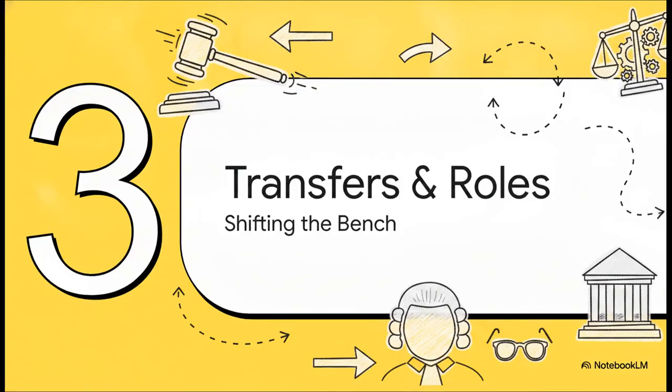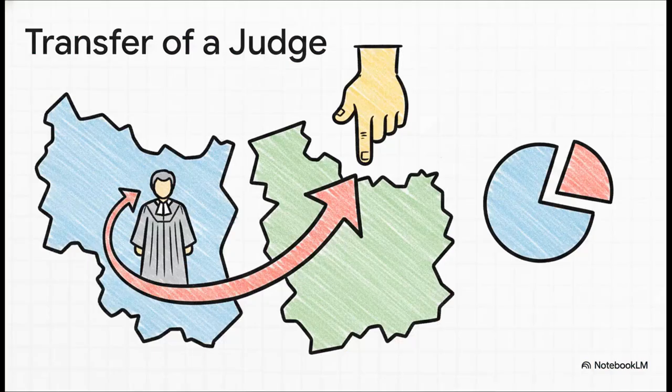Okay, Section 3, transfers and temporary roles. What happens when we need to shift the bench around? Under Article 222, the president can transfer a judge between high courts, but again, only if the CJI recommends it. Now, this is wild. In the first judge's transfer case, the Supreme Court outright declared that a judge can be transferred even if they don't want to go.